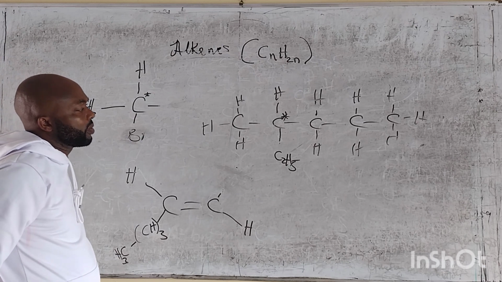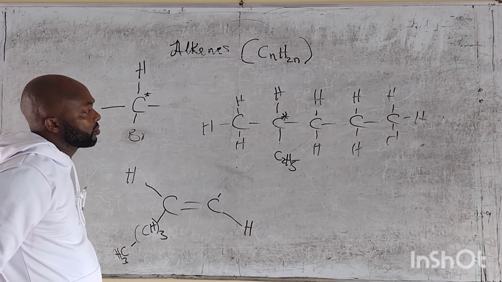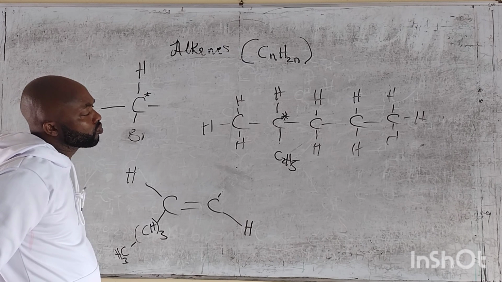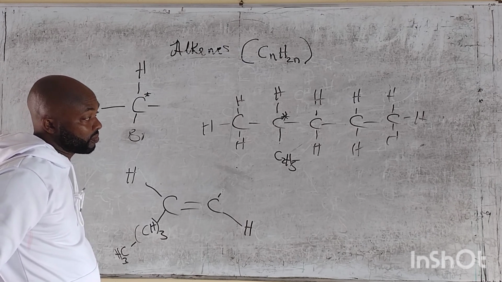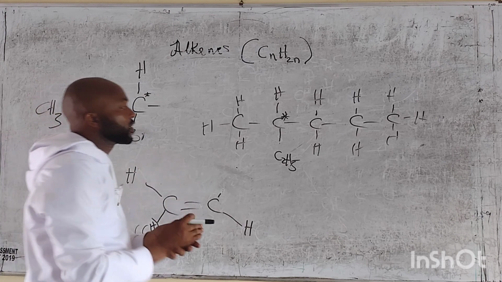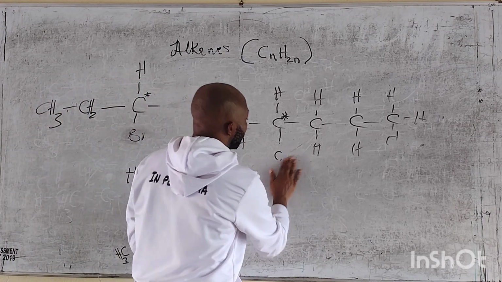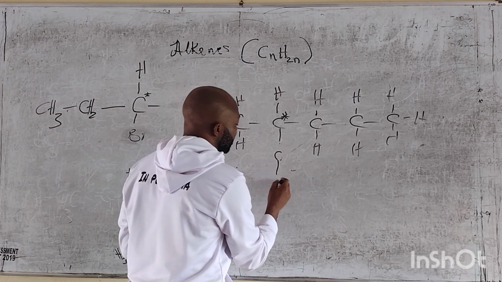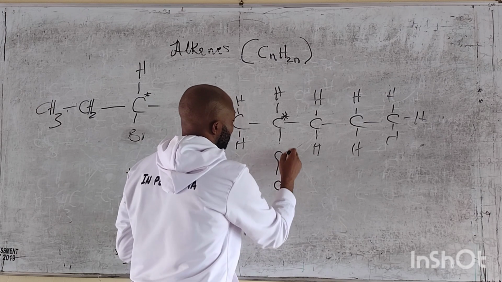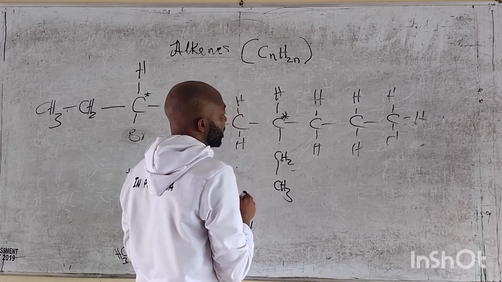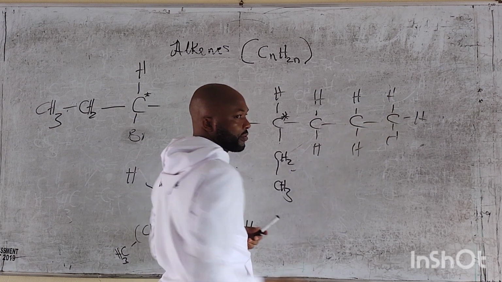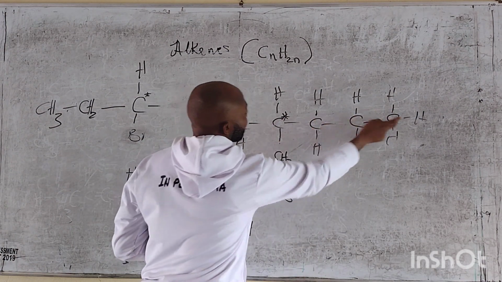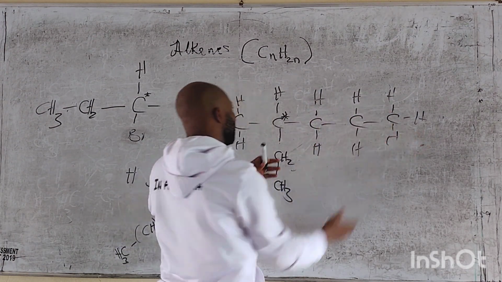What is the name of the compound? Are you sure? Now, let's know if we are correct. Let me break this down. This ethyl, this is what it means. 1, 2, 3, 4, 5. 1, 2, 3, 4, 5, 6. This becomes the parent chain, not this.